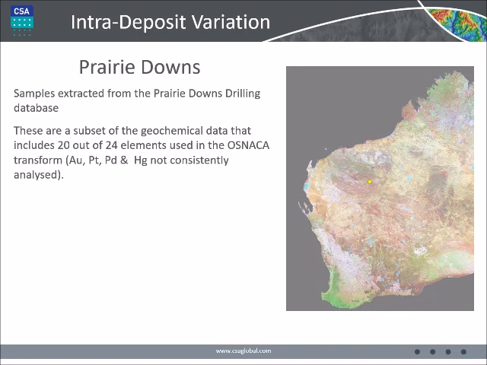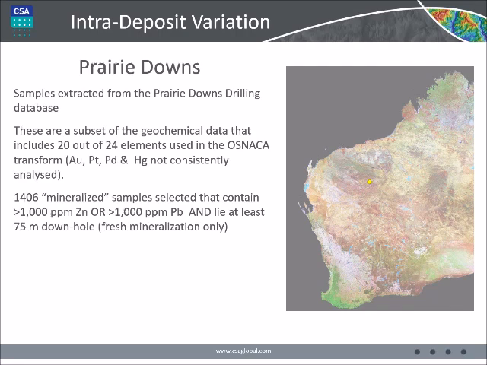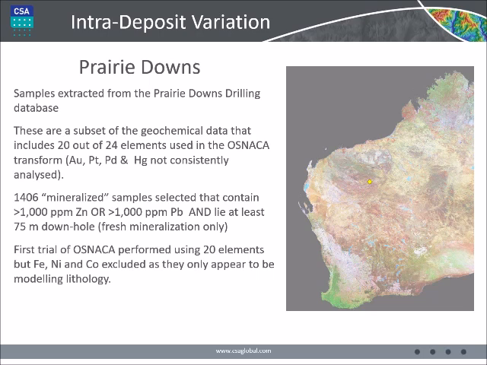I chose 1,400 mineralised samples, so they had to be above 1,000 zinc or above 1,000 lead and lie at least 75 metres downhole so that they're nominally fresh. I tried that with the 20 elements, and iron, nickel and cobalt were really causing me more trouble than they were worth. And then I thought about it. In my grand global scheme, I have to include all the elements, but on a single deposit, I don't need to include these elements that are only varying according to lithology. So I also removed iron, nickel and cobalt and used those elements for the OSNACA transform.